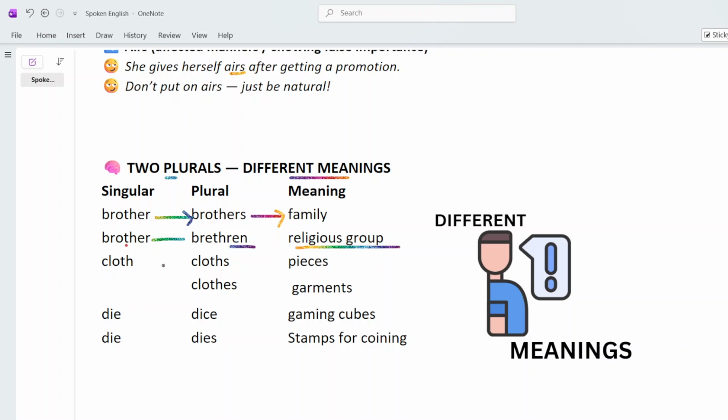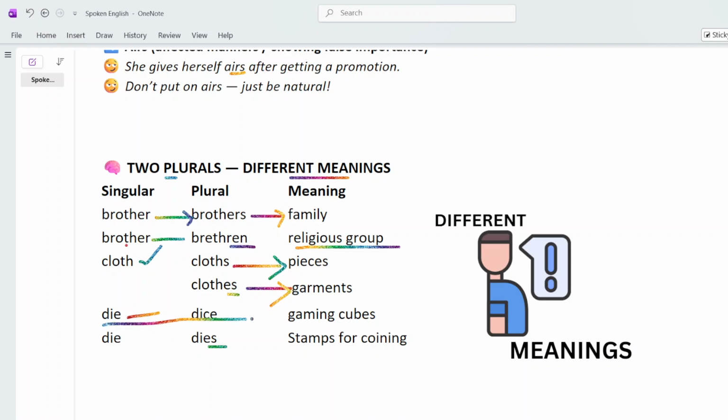Now cloth, if I add an s, means many pieces of cloths, like small pieces of fabric. However, if I add es to this same word, it becomes garments, in the sense stitched garments or stitched clothes. All right. Same thing with dye. All right. And if I add es, look at this.